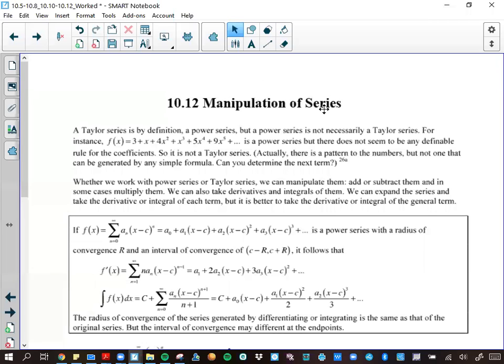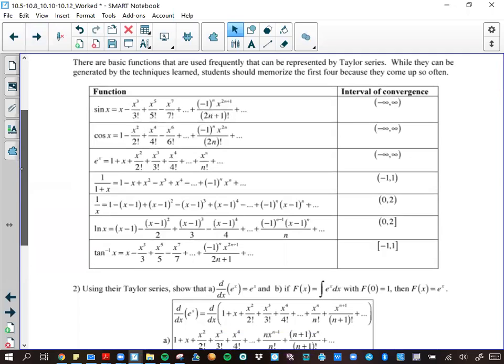Okay, so this is 10.12, manipulation of series. A lot of the manipulating of series that we're going to do today is following this chart here, where we have sine x, cosine x, e to the x, 1 over 1 plus x, 1 over x, natural log of x, and arctangent of x.